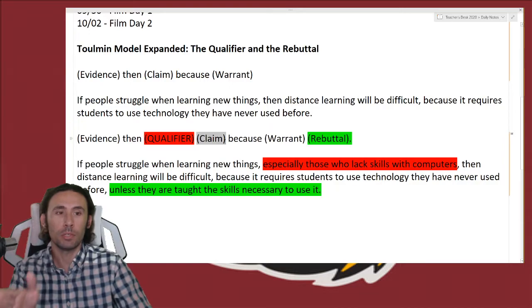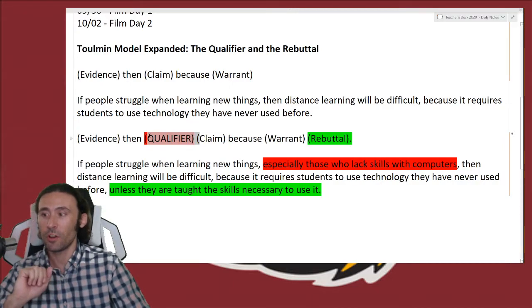That's what the qualifier does. It says, hey, the claim isn't always true. It's only true in this instance or for this many people. And it can be very short. It can be one word. A qualifier could be one word.